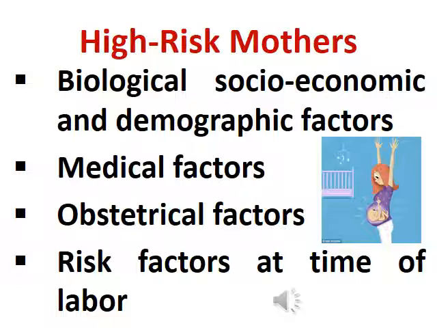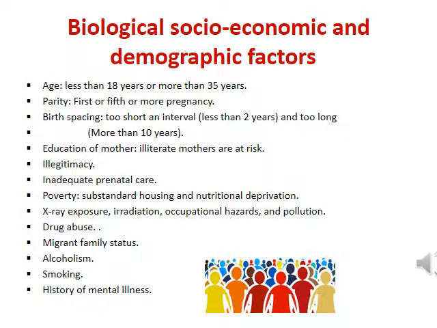High-risk mothers: biological, socio-economic and demographic factors, medical factors, obstetrical factors, risk factors at the time of labor. Biological, socio-economic and demographic factors: age less than 18 years or more than 35 years. Parity, first or fifth or more pregnancy. Birth spacing, too short an interval, less than 2 years, and too long, more than 10 years. Education of mother, illiterate mothers are at risk.